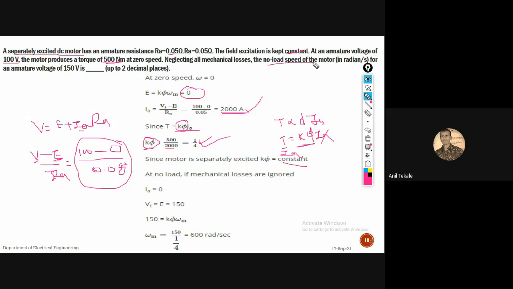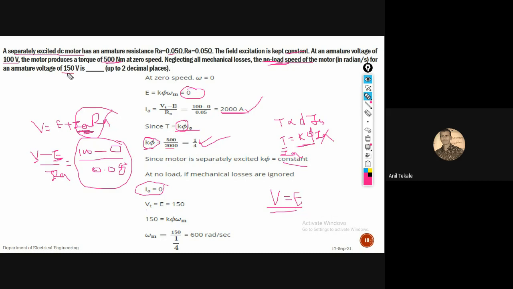Then, no load speed of motor. No load means what? Is there any current? As there is no load, that means your current will become 0. Am I clear? Yes. So voltage, we again have this formula here. V, if suppose the Ia is 0, then this whole term will be 0. That means your V is equal to E. Is that clear?